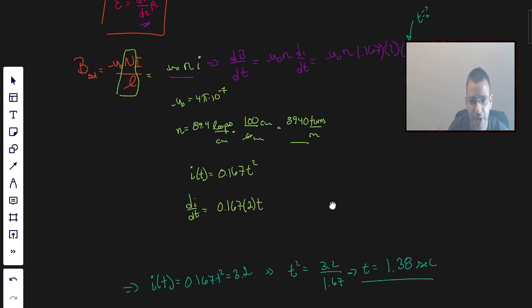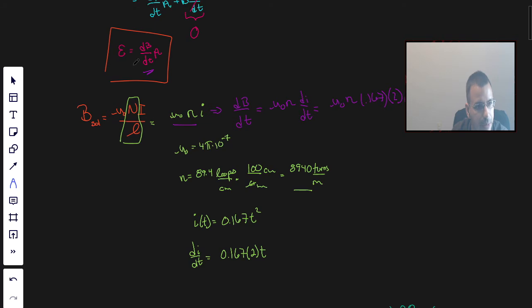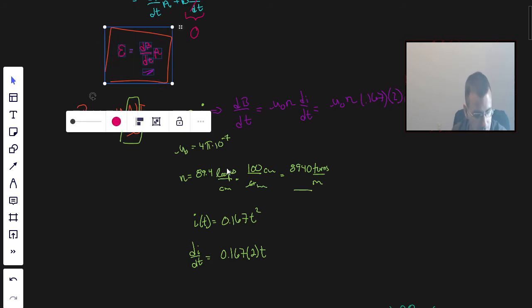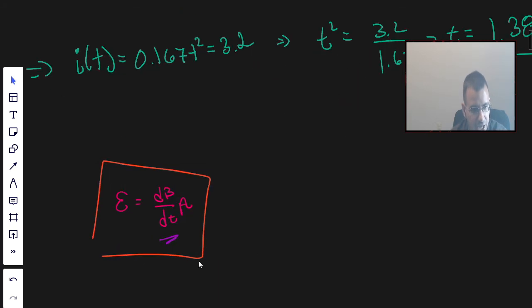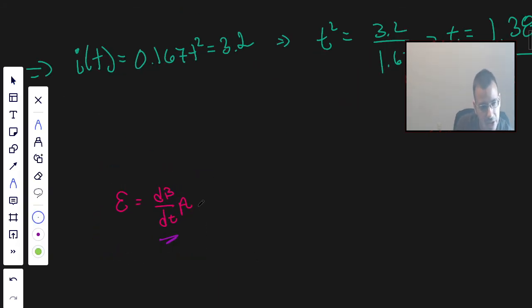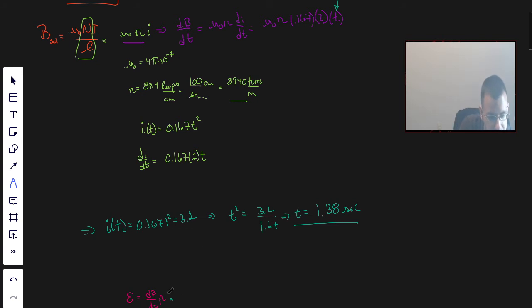So we got the t up there. And so it looks like we have everything we need for dB dt. We're going to go back to our roadmap up here, which was dB dt times area. And we're going to write this out as, let's see here. We got mu naught, which is 4 pi times 10 to the negative 7.